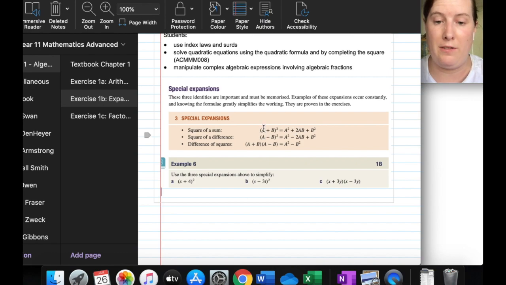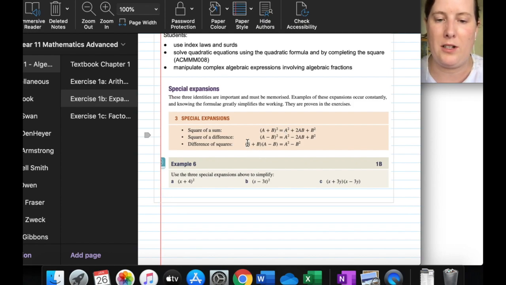You know that if you've got something plus something in brackets, the whole thing squared, you do the first one squared plus 2 times the first times the second plus the second one squared. If it's a minus inside, the only difference is that you do the first one squared minus 2 times the first times the second plus the second one squared. You've done this, and I'll be running through examples if you don't quite remember.